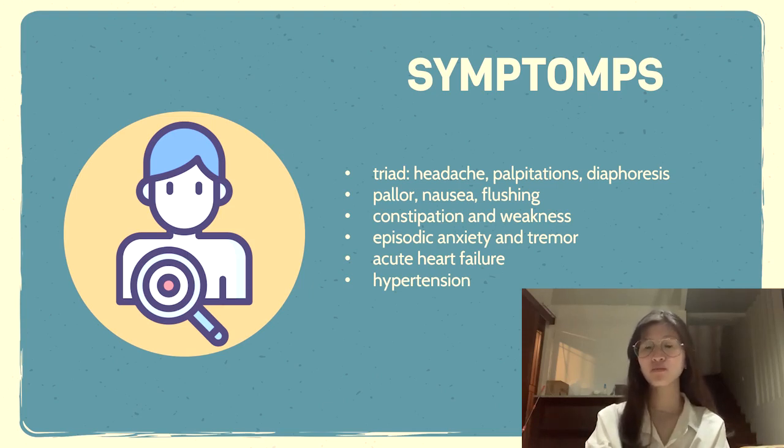It may be paroxysmal or persistent, and some patients are normotensive due to hypovolemia, downregulation of alpha-1 adrenergic receptors, or increased production of endogenous vasodilators.